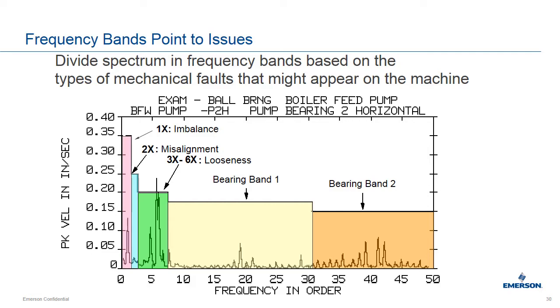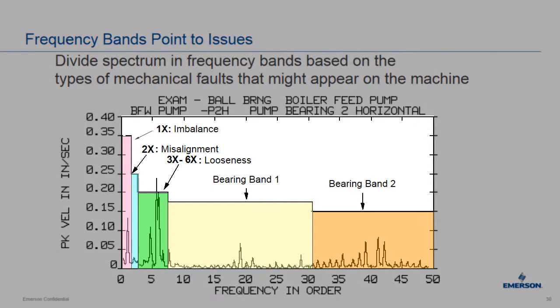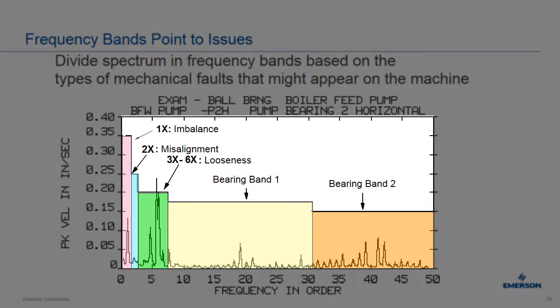The overall vibration value that you get from a typical protection system is a sum of the peaks across the entire spectrum here. And in this case, it would be from 0 up to 50 times the turning speed, or 50 orders. So all of the energy in the spectrum from 0 up to the maximum frequency is summed and given to the user as an overall vibration value.